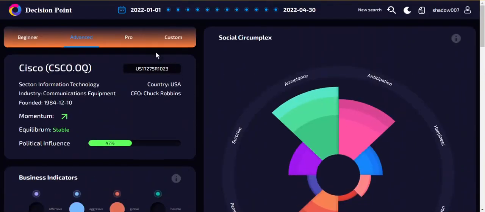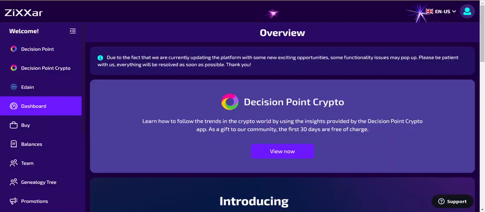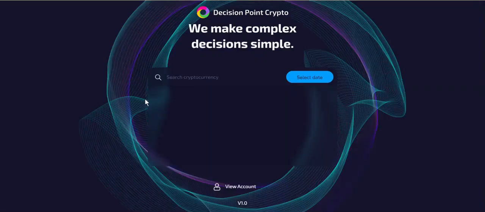Let me quickly go over it. I did say I was going to give you a quick peek at Decision Point Crypto, centralized.com. Sign up and join me on the team. Decision Point Crypto. So here we are again.